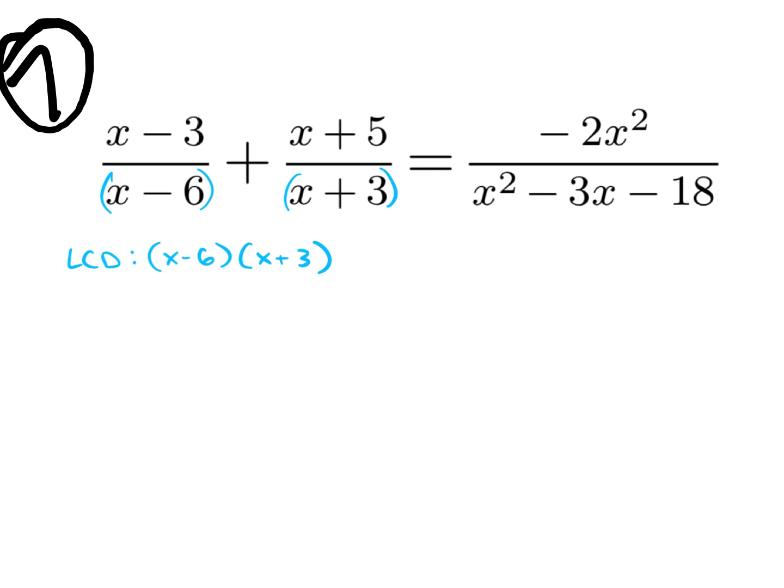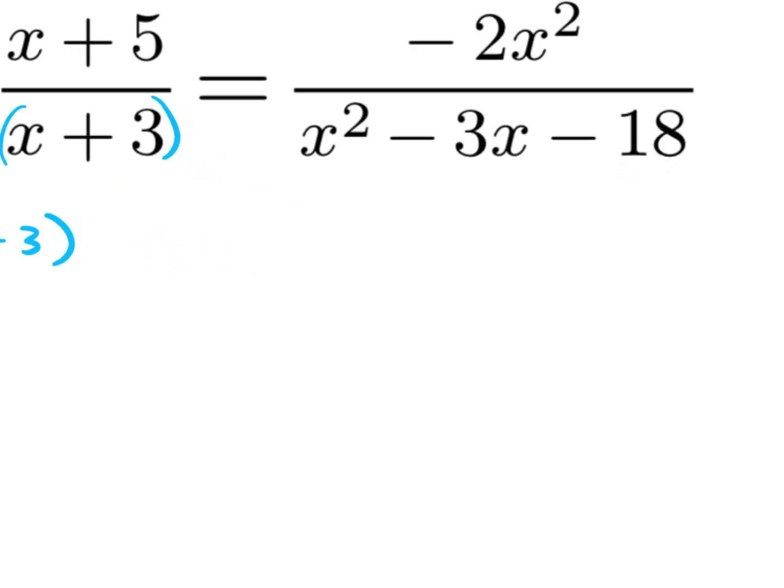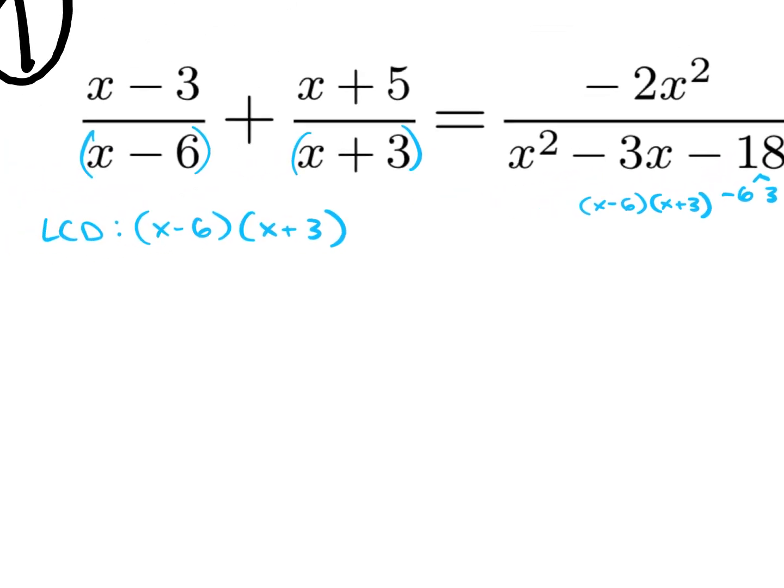And let's factor out our third denominator to see what factors we have here. So what are two factors of negative 18 that add to negative 3? Negative 6 and 3. Perfect. So this factors into x minus 6 and x plus 3. Do I need to include either of those on my least common denominator list? No, because they're already there. So if it's already there, we don't have to write it again.